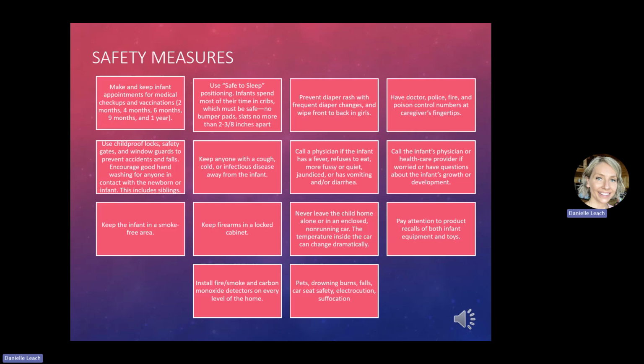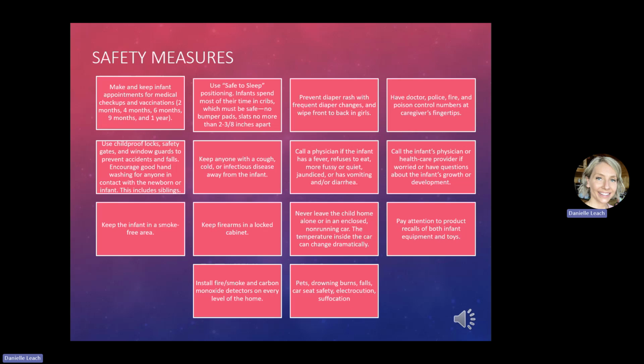Keep anyone that's sick away from the infant. Their immune system is not at its full capacity yet when a baby is born, so they can get sick easily. If they have any of those signs of the illness that I talked about previously, make sure that they call the physician, and call the physician if they have just any questions or worries about the infant's growth and development, if they think they're not meeting a milestone. We want to make sure that we keep the infant away from cigarette smoke, and of course keep firearms in a locked cabinet or safe.